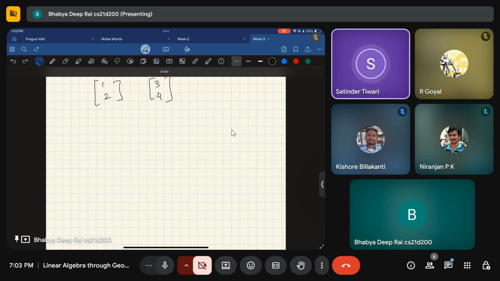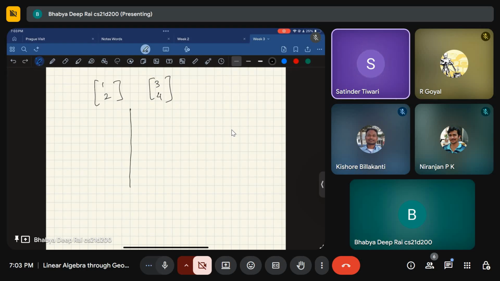So if I'm transposing the first one, and that matrix is multiplying 3 comma 4, what am I actually doing? It is a linear transformation of the second vector with respect to the first, or I can do the linear transformation of the second on the first. Something is happening.